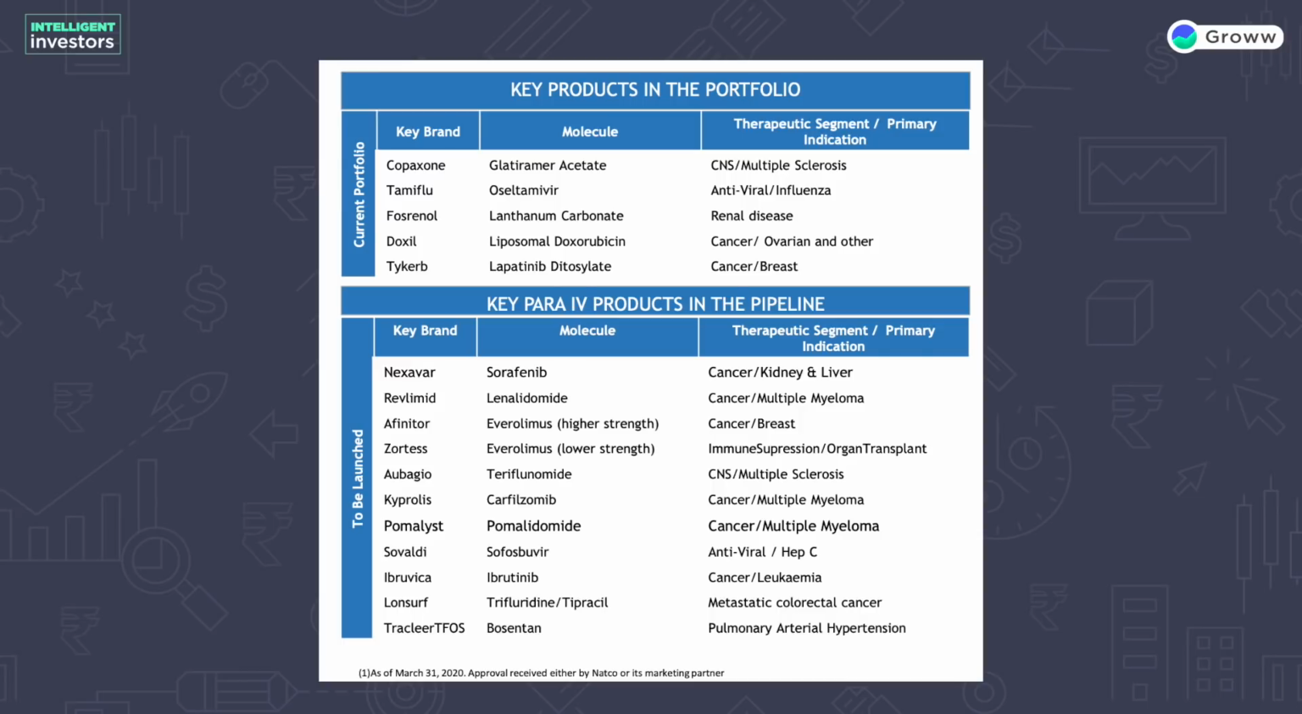But more interestingly, what is important to look at is they have around 11 more drugs in the pipeline which are going to come into the market, which will thus maybe improve their sales as well. So that is something very key to watch. The company has currently approximately 33 active brands in the market.